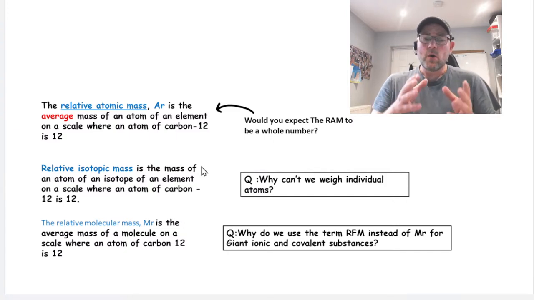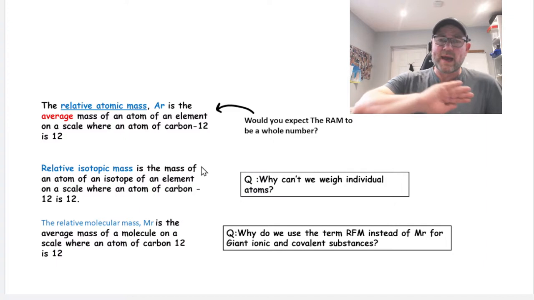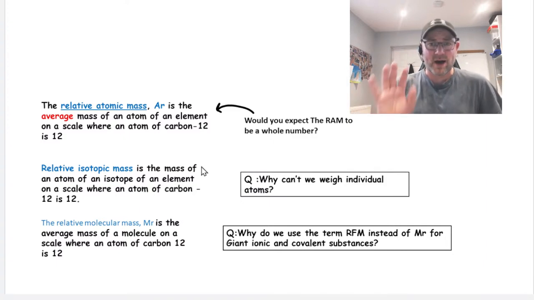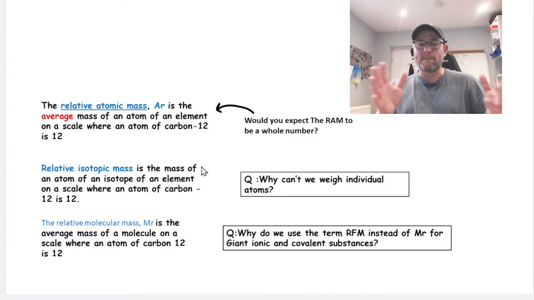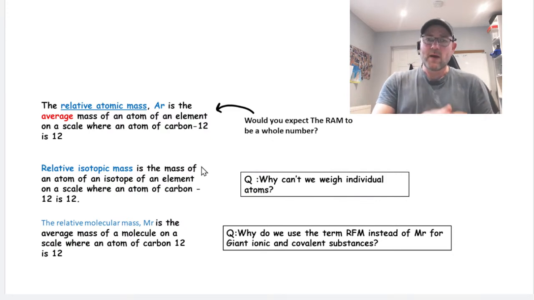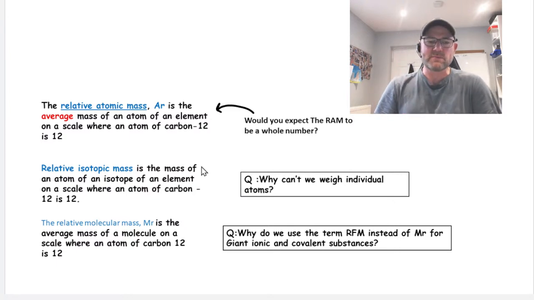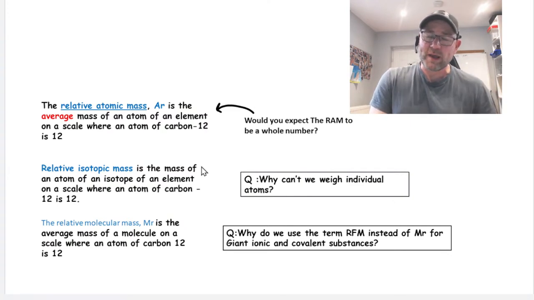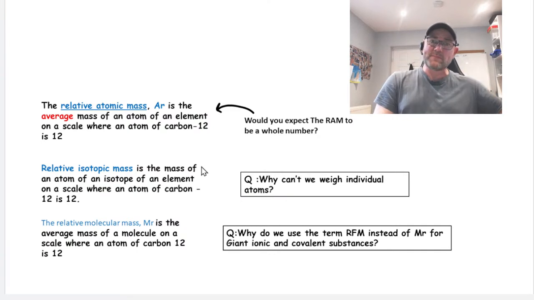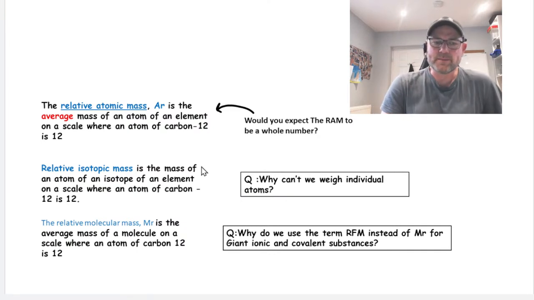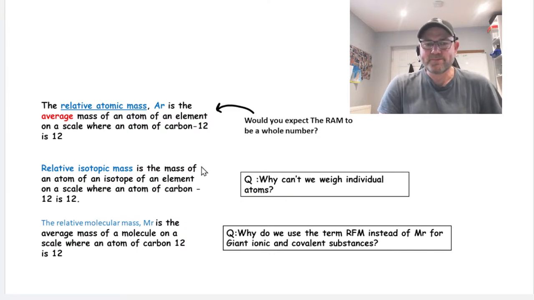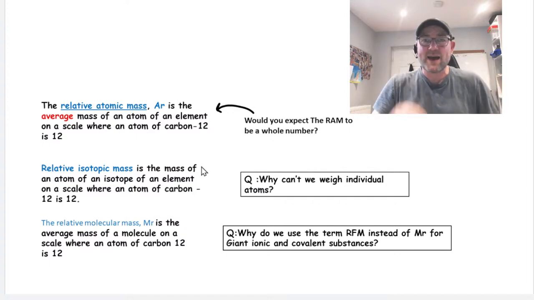So what we do is we assign a number to carbon. So we picked carbon and we gave it the number 12 and said, the mass of carbon is 12, and it just so happens that 1 mole of carbon is 12 grams. For instance, hydrogen, we give a 1 to because it's 12 times lighter than carbon. So yeah, that's kind of how it works.